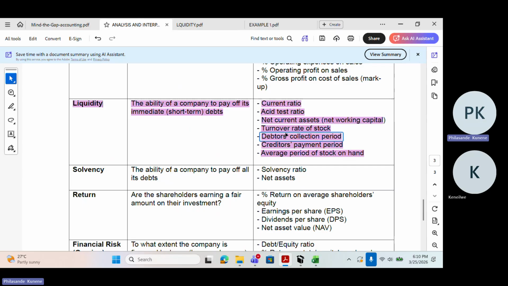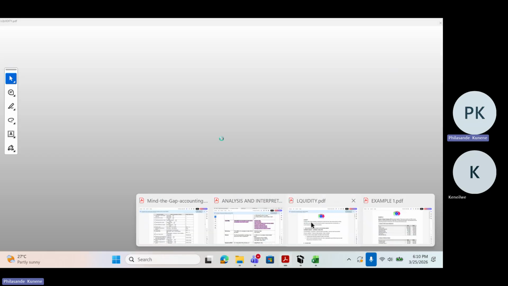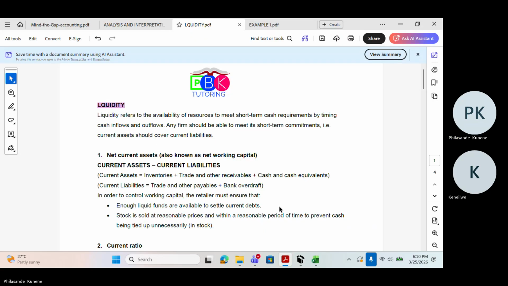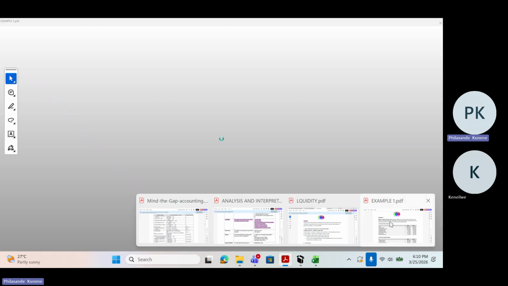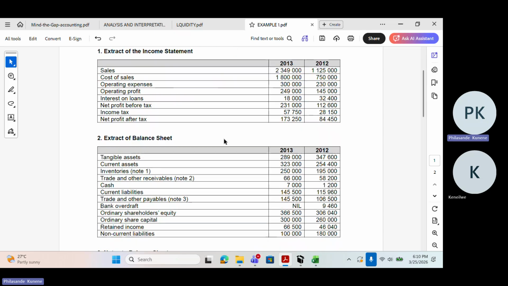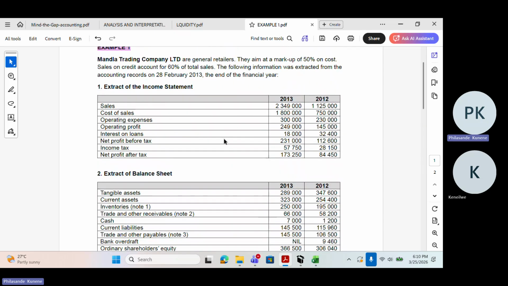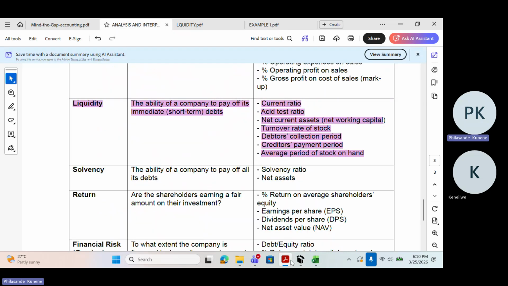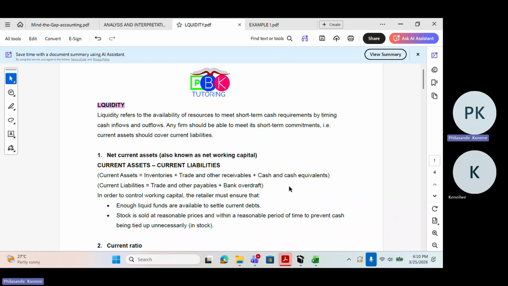Turnover rate of stock, very important. Debtors collection period, very important. Creditors payment period, this one is very important. And then we have average period of stock on hand, very important as well. So that's what we're going to focus on today when we're talking about the liquidity. And on this side, I have example 1, where we'll be looking at some calculations with financial statements. But for now, let us understand liquidity first.